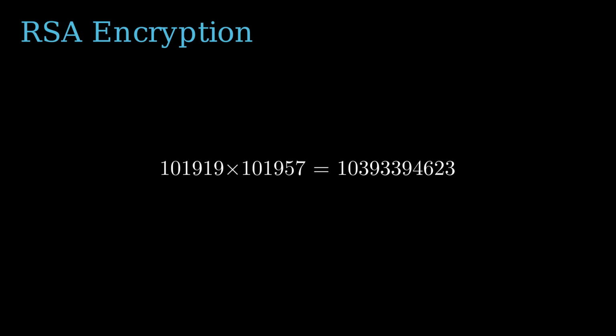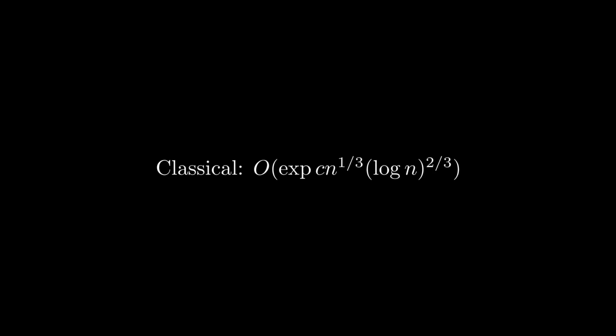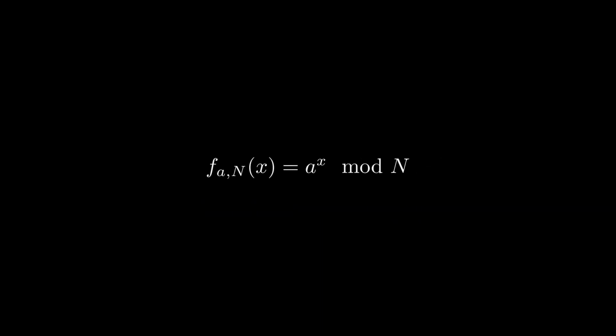RSA encryption uses the product of two large prime numbers to generate a public key. This public key is used to encrypt information. Classically, the best known algorithms for factoring large numbers as the product of two primes take exponential time. However, Shor's algorithm can do this in polynomial time. The algorithm converts a factoring problem into finding the period of a periodic function a to the x mod n.